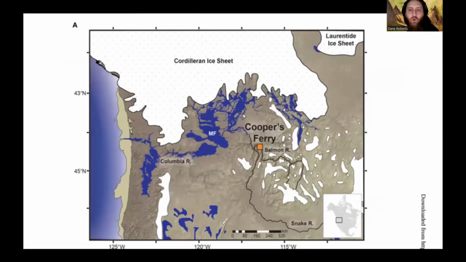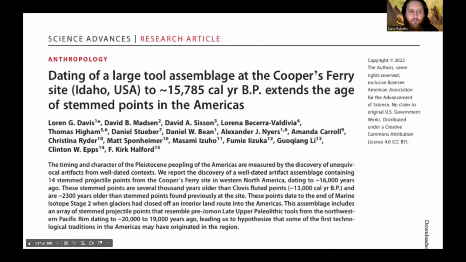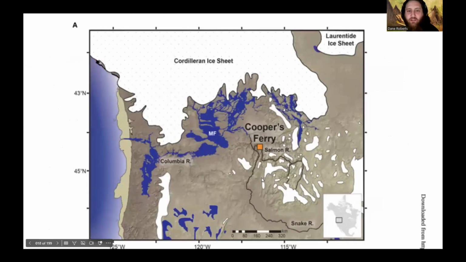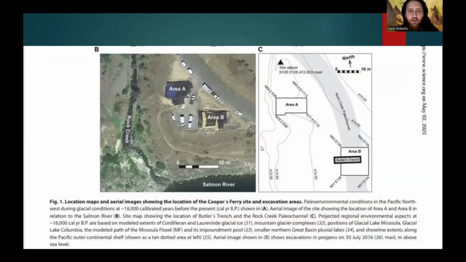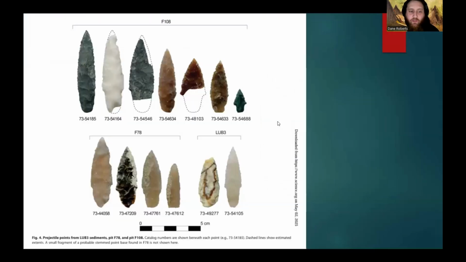And so what Lauren G. Davis et al. looked at was again the Cooper's Ferry site in Idaho along the Salmon River. And here's a map of that site here. And they specifically looked at the projectile points that were found there, which were stemmed projectile points, not Clovis points. It's important to point out these are prior to the development of the Clovis point.